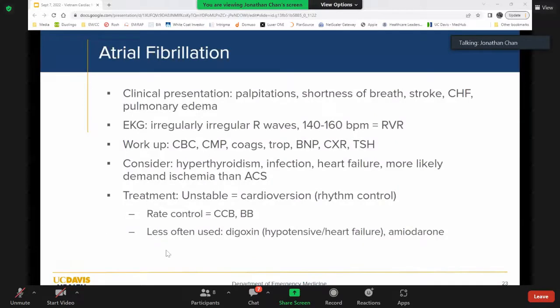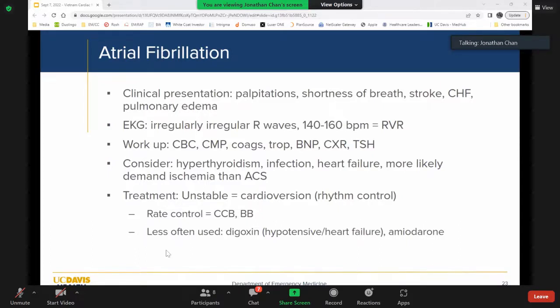So atrial fibrillation here is one of the very common types of tachycardias or tachydysrhythmias. The clinical presentation is that you can get palpitations, you can get shortness of breath. Sometimes patients will have a stroke because of how irregularly the heart is beating. Sometimes it can form a little clot, and that clot can travel through the heart and into the brain. Patients will sometimes have heart failure and sometimes have pulmonary edema, or fluid in their lungs.